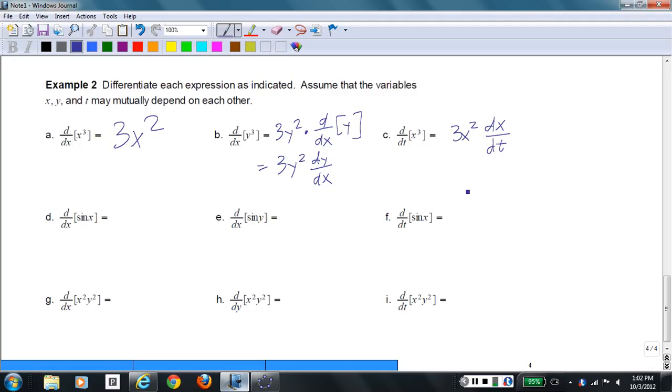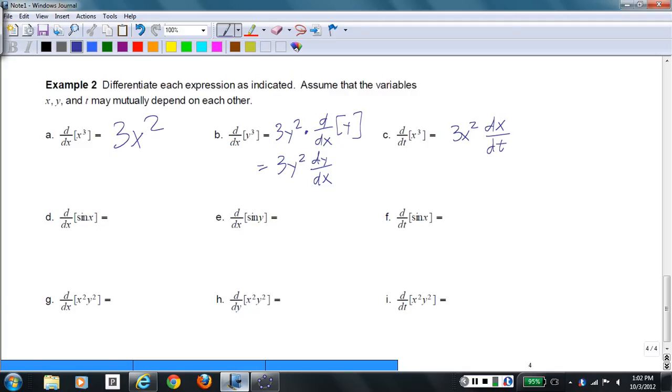So basically I'm multiplying by d dt of x. And that happens when the variable in the expression and the variable with respect to which we're differentiating do not match, when one is a function of the other.